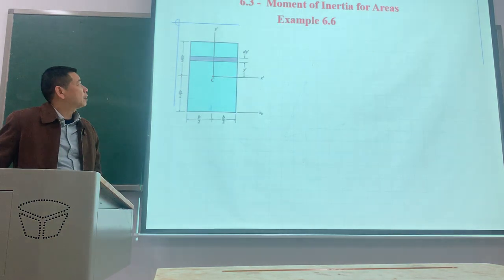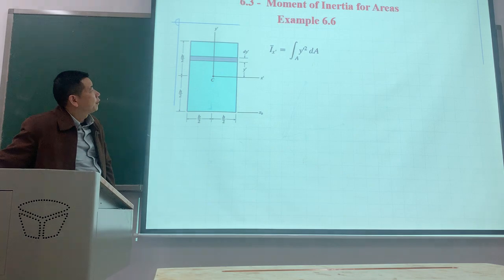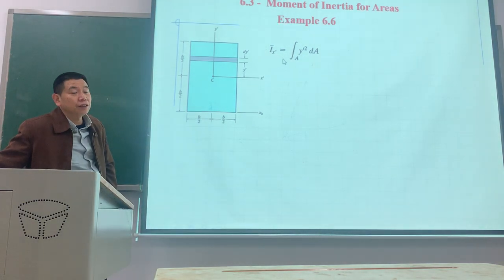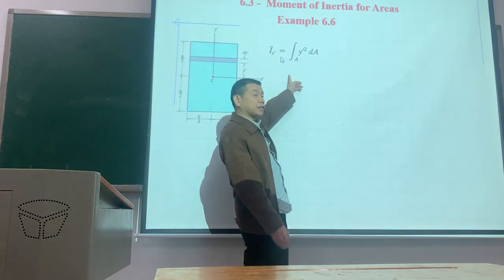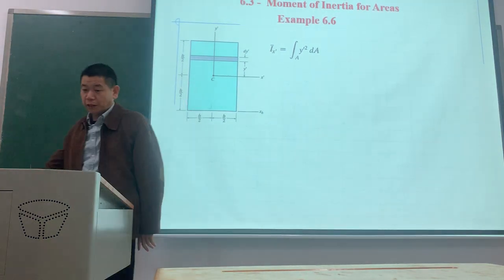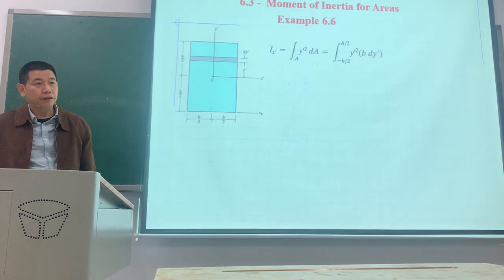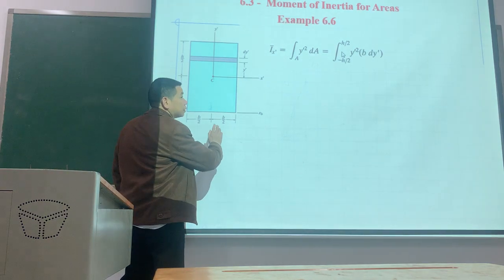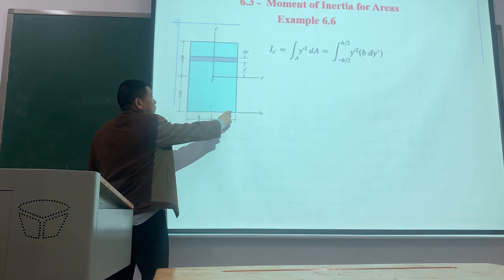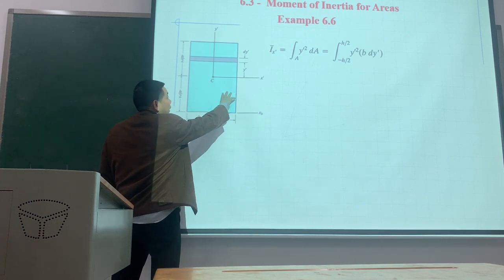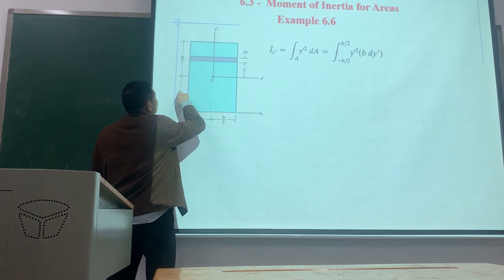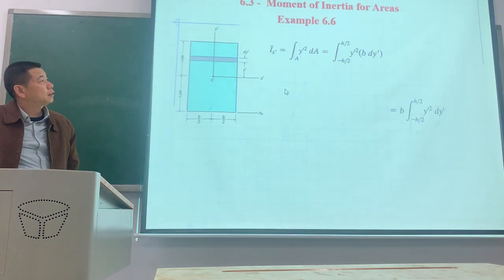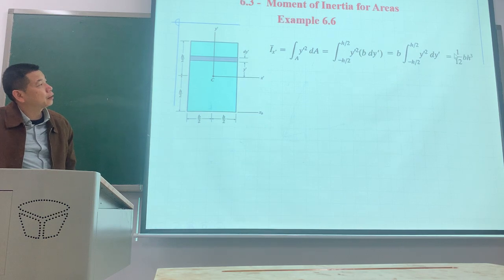For the rectangle, we get dA. Ix prime from the definition is just the formula. y prime goes from minus half h to half h. Understand? So we can get the result of that.